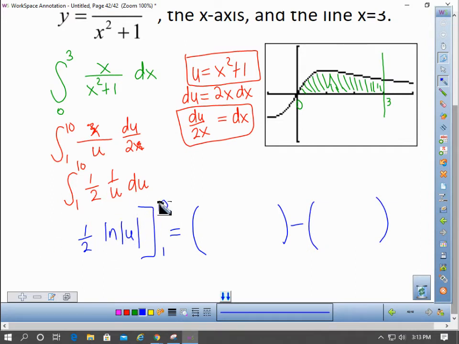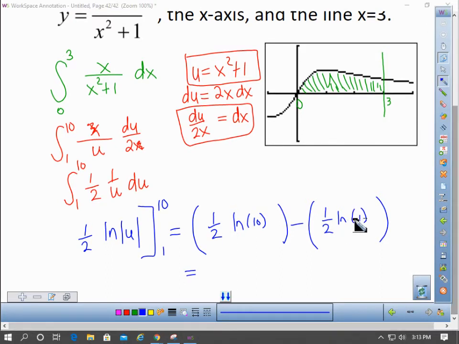So I'm just going to plug the top number in first. So that'll be 1/2 natural log of 10. And then I'm going to plug the bottom one in, subtract, and then plug the bottom, 1/2 natural log of 1. All right. So now we know that the natural log of 1, that's 0. So this part's going to go to 0 because natural log of 1 is 0. So my answer is 1/2 natural log of 10.